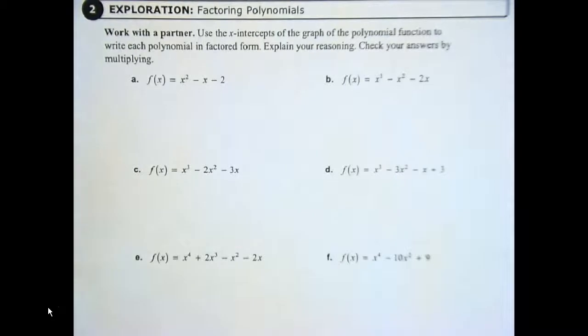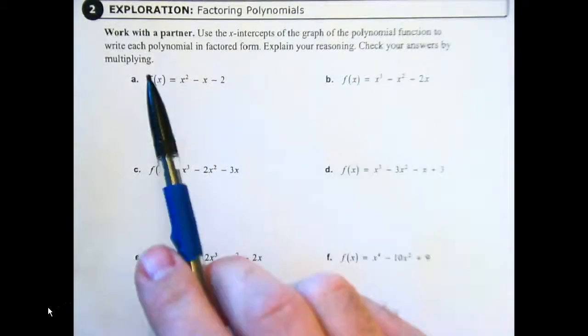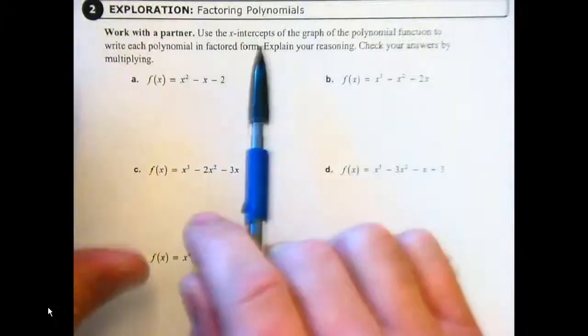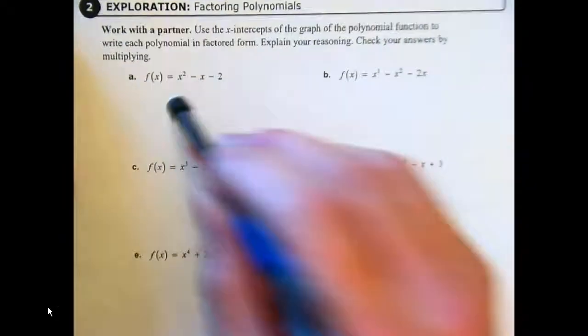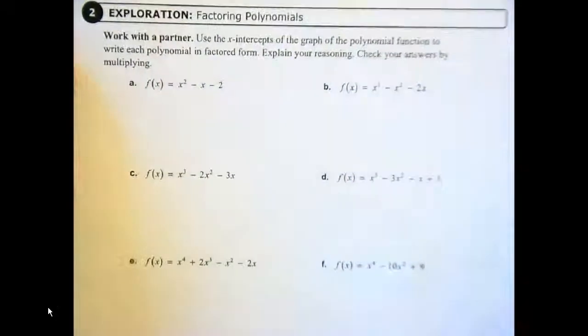Now exploration number 2, A through F. It says use the x-intercepts of the graphs of polynomial functions to write the polynomial in factored form. Kind of ignore these things for a minute. Just do this for me. Write each of them in factored form, and then we're going to solve them. The best you can, and as many as you can.